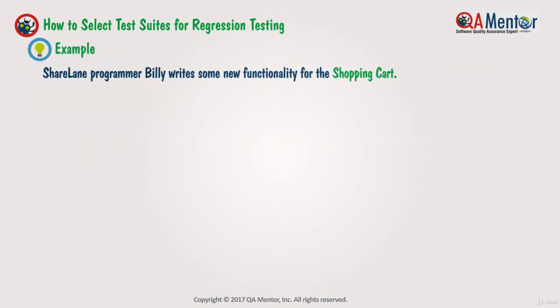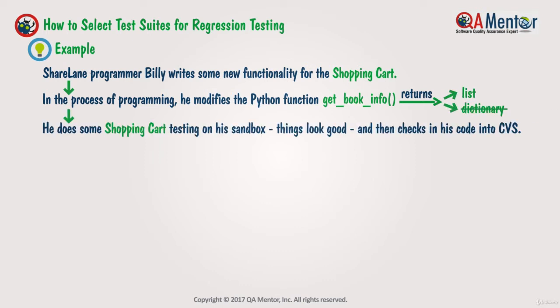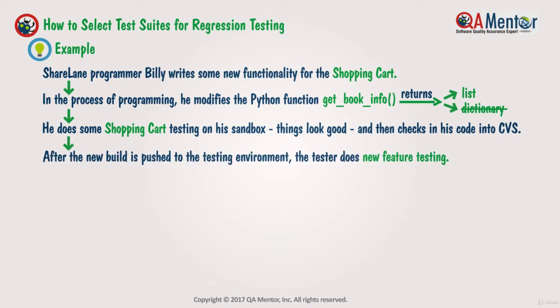Example: ShareLane programmer Billy writes some new functionality for the shopping cart. In the process of programming, he modifies the Python function getBookInfo so it returns a data type list instead of dictionary. He does some shopping cart testing on his sandbox, things look good, and then checks his code into CVS. After the new build is pushed to the testing environment, the tester does new feature testing.